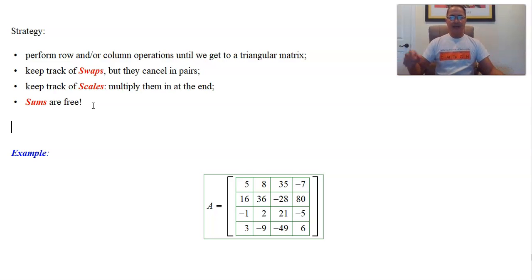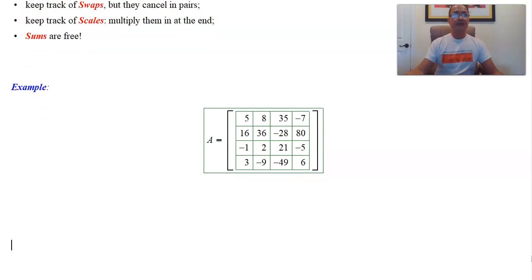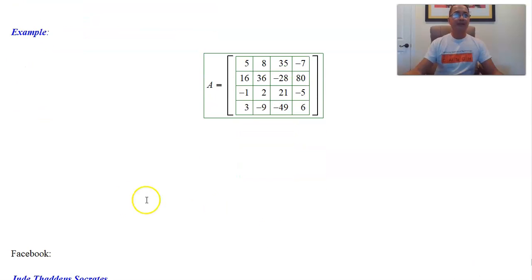And remember, I kind of felt bad the last time when we did an inverse, and we didn't have any scales or swaps, I think. So I think we had one scale and no swap. So this time we will have scales and swaps and lots of sums. All right, let's get to it. So here's our example. And I hope you notice that we have some 2-digit numbers in our matrix.